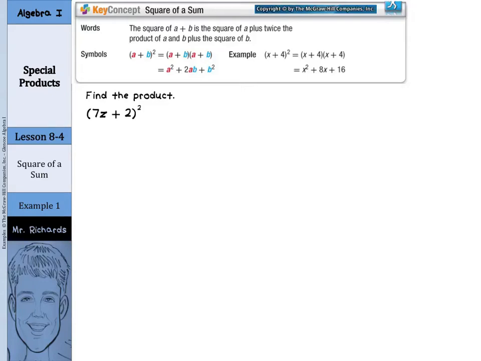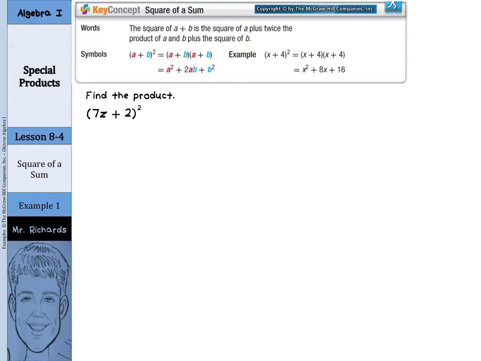Hi, Mr. Richards here. Today's lesson is on special products. We're going to take polynomials and apply rules of special products such as square of a sum and square of a difference in order to solve and simplify.